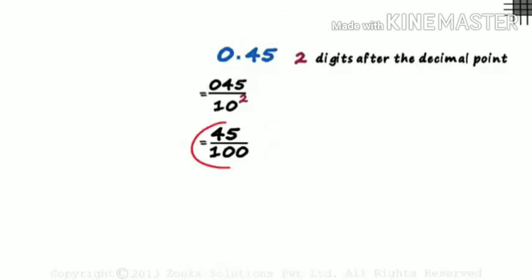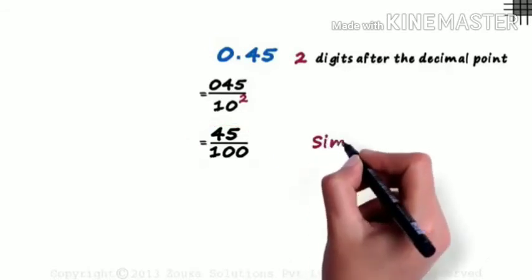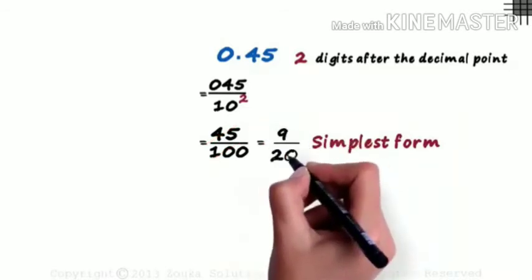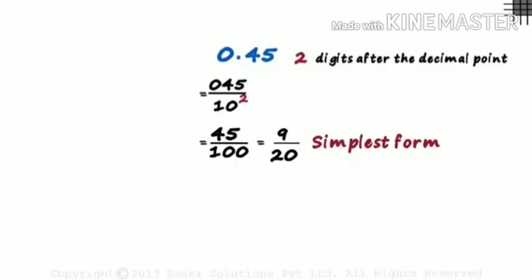This answer is not incorrect, but it's not complete. We have to reduce it to its simplest form. 5 multiplied by 9 equals 45 and 5 multiplied by 20 equals 100. This equals 9 by 20. This is the answer since it's in the simplest form. 0.45 was written as 9 by 20. All we had to observe was the number of digits after the decimal point.